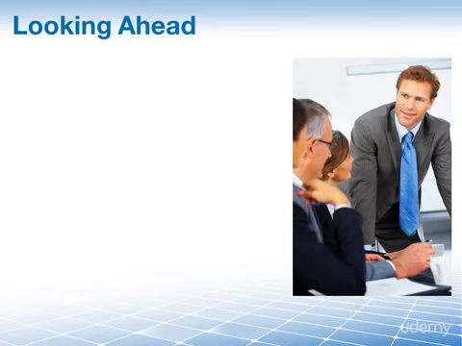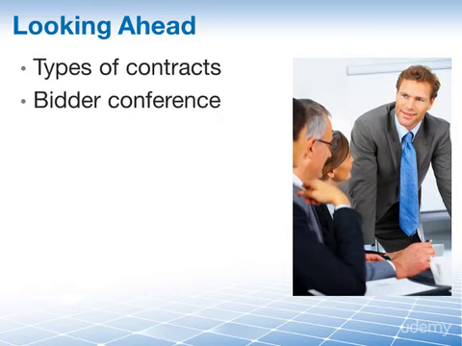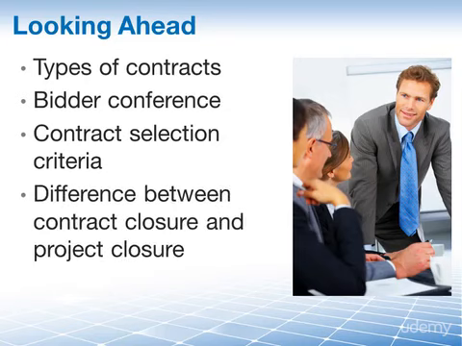In the lessons that are to follow on procurement processes, we're going to be looking at the types of contracts that we know, like fixed priced or time and material contracts. We're also going to be looking at what a bidder conference is. We will discuss the various selection criteria that are available to you to choose the right contract type, of course. And yes, we will discuss the difference between closing a contract and closing a project or a phase. And with that, we have come to the end of this lesson.